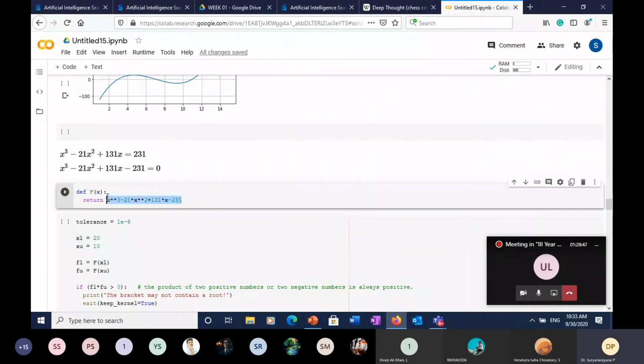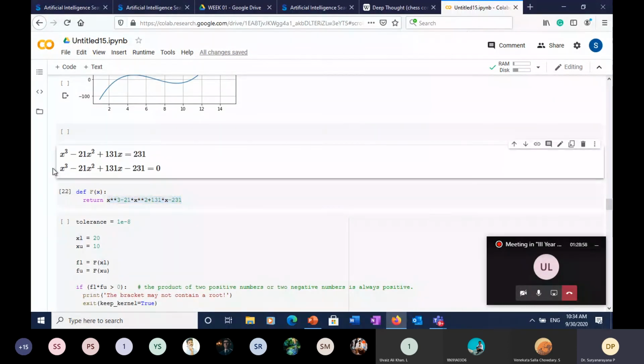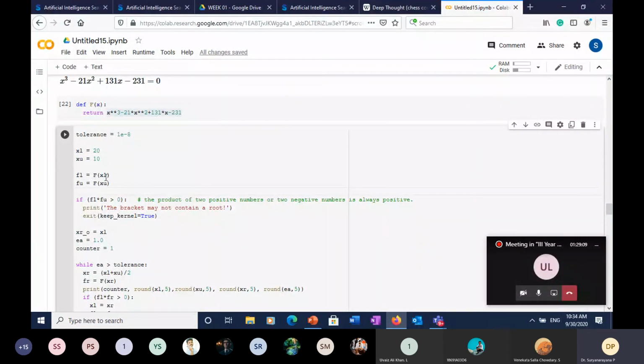Okay, so I wrote a separate standalone function for that, because this is my main bisection method. It could stay the same. Later on, instead of this equation, if I want to solve a different equation, then all I have to do is change this function. Okay. So now, I'm calculating what is the function value for the lower limit of my initial bracket and what is the function value for the upper limit of my initial bracket. Those values I'm storing in variables called FL and FU. Okay, that is that.